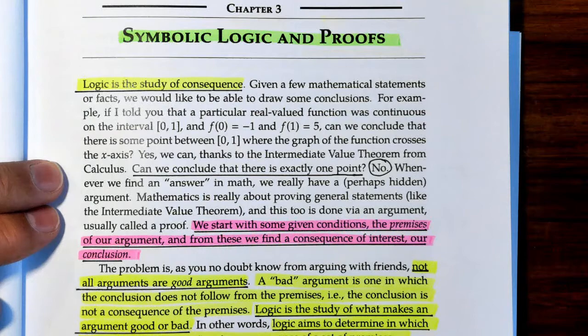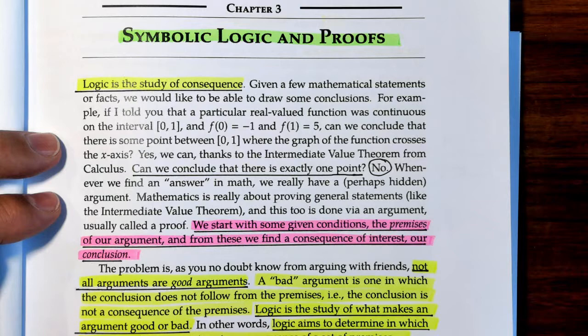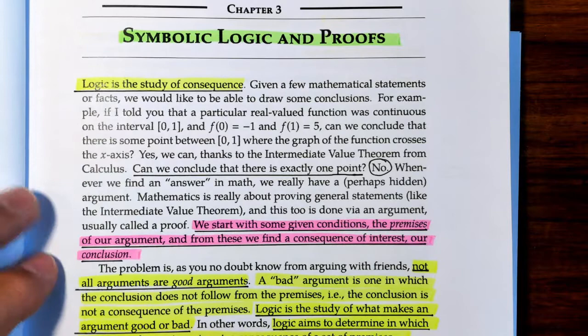Okay folks, we're quickly going to run through some of the important stuff in Chapter 3, Symbolic Logic and Proof. We've done this in the beginning in Chapter 0 when we learned the language of discrete mathematics, and at that stage we brought in the idea of truth tables. So you should be quite familiar with the truth tables that we're going to use in this particular chapter. He starts off by saying logic is the study of consequence. Very important statement that's made there.